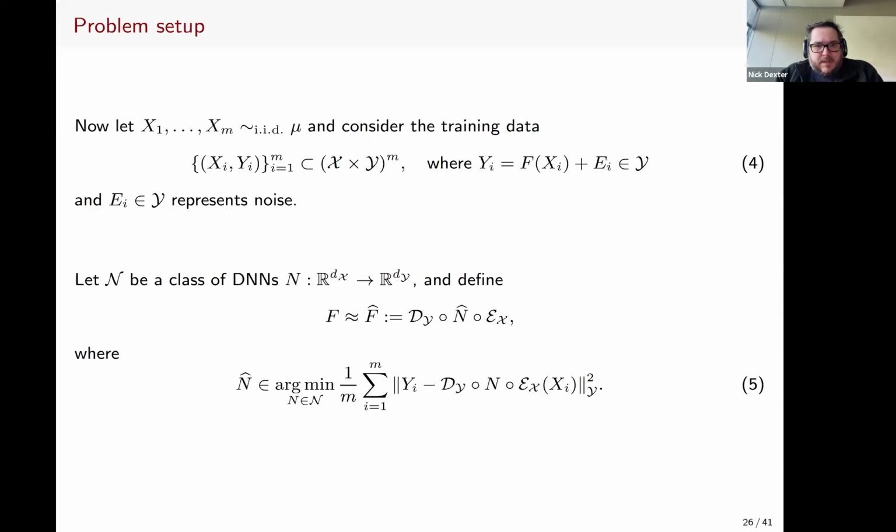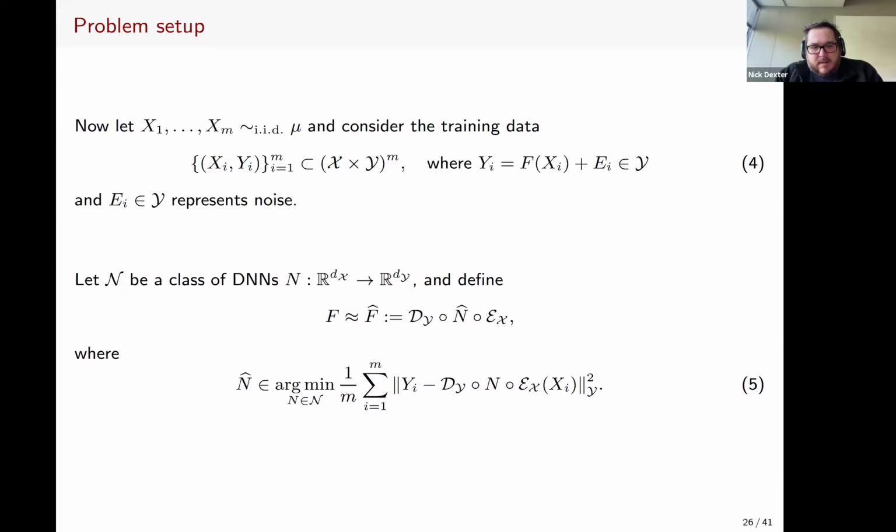Now let's talk about the problem setup and what results we're able to compute or implement in our experiments. So let x1 up to xm be IID drawn from mu, and consider the training data (xi, yi) subset of X cross Y to the m, where again yi's are f of xi's plus the noise terms ei, and let N be a class of DNNs from R^dx to R^dy, and define f hat as again this composition of D_Y with N hat with E_X.